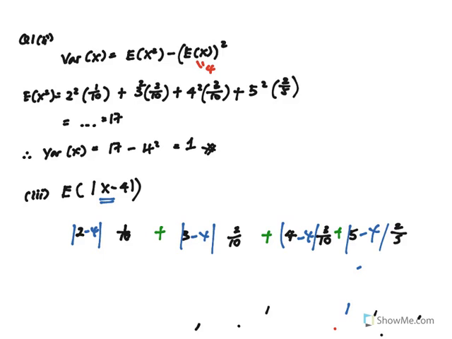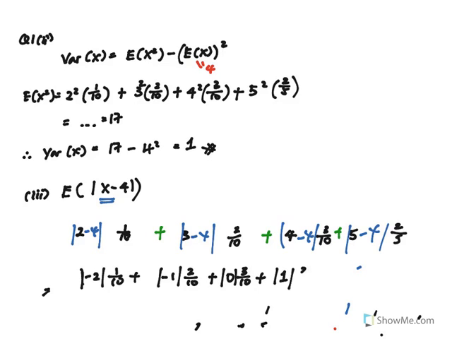Alright, and then together with the attached probabilities, 2 minus 4 will be negative 2, modulus is 2, times 1 over 10, plus modulus of negative 1, which is 1, times 2 over 10, plus 0 times 3 over 10, plus modulus of 1 times 2 over 5. Alright, so you can calculate this on your own, and the answer will turn out to be 4 over 5. So this is the expectation of the modulus of x minus 4.